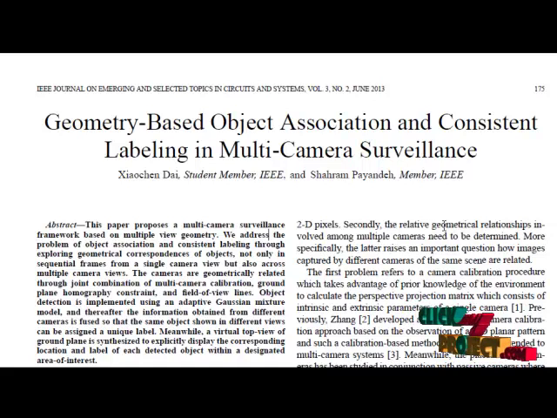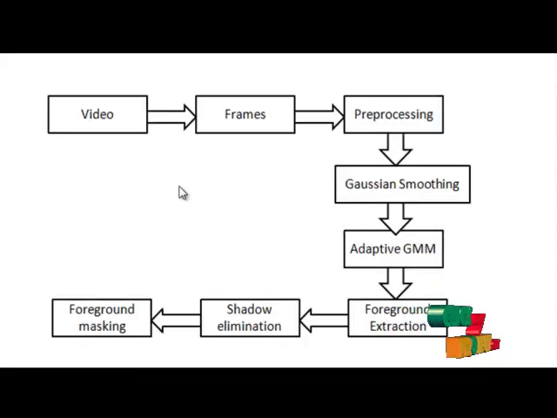Object detection is implemented using an adaptive Gaussian mixture model. Since the extracted foreground usually contains regions of object shadows, which are considered redundant information, we implement shadow elimination after GMM foreground extraction to obtain the real foreground mask. We then draw contours to group the connected foreground pixels together and use a bounding box to represent them. This is the flow of our process.